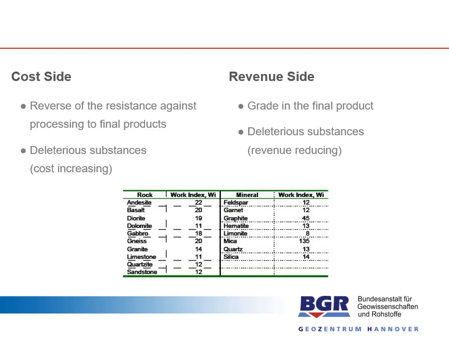In some cases you cannot avoid this because these deleterious substances are in the crystal lattice, for example, of copper minerals, and you need the copper minerals for the grade in the concentrate. So you will also process and enrich the deleterious substances, and this can make a project not viable because arsenic, cadmium or other substances are in the final concentrate and the grade is too high, so it's not processable in the smelting process later on.